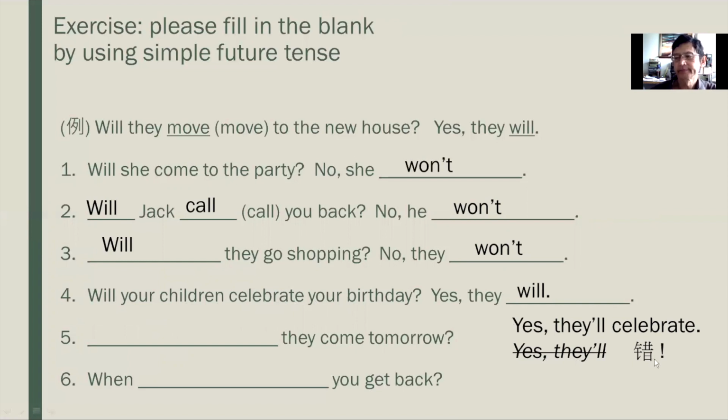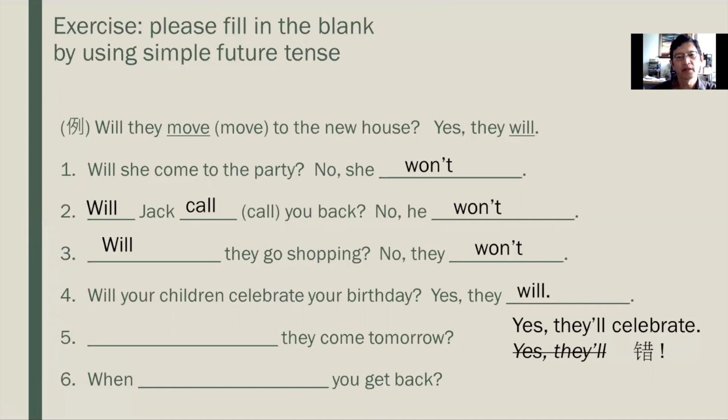You have to say the verb after this abbreviation, otherwise it doesn't make much sense. Yes, they'll celebrate. You can say, yes, they will celebrate, or yes, they will, but saying just yes, they'll doesn't sound right. So to make it correct, you have to repeat the verb. Yes, they'll celebrate when you use the abbreviation.